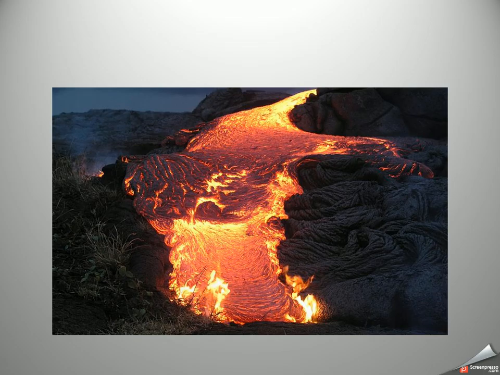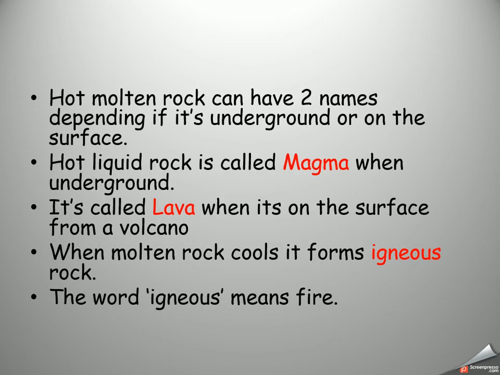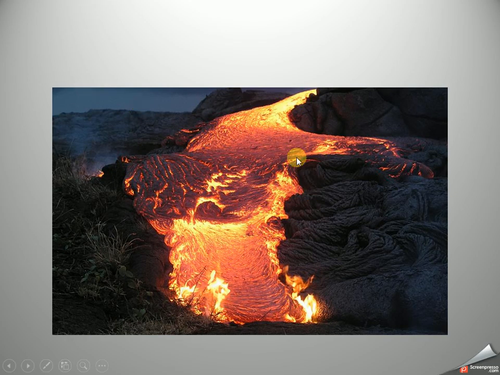Okay, but what you have to know is that when it's overground, when this hot liquid rock comes on top of the Earth's surface, it is called lava. And when this hot rock is on the inside of the Earth, it's called magma. So in the Earth's mantle, that's where you've got the magma. As soon as it comes up on the Earth's surface, you've got the lava.